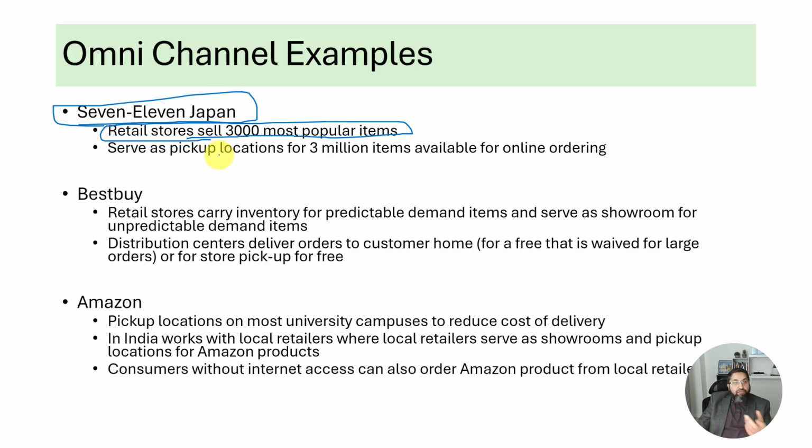But from their website, you can order up to 3 million different items that are available for online ordering. And then you can pay to be shipped to your home, or you can pay maybe to be picked up at the store, something like that. So they're doing this omnichannel retailing just like Walmart is doing. Best Buy does the same thing. You can go to a Best Buy store and pick up an item, but you can have more product availability on bestbuy.com, where you can pay a little bit of shipping to have it delivered to your home, or you can have it sent to the store for in-store pickup.